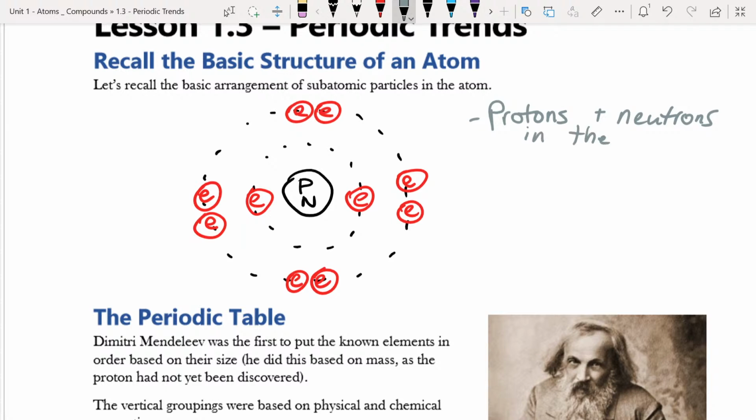And of course, the protons and neutrons we know are the heavy part of an atom. So the mass of the atom is found centrally in the nucleus. Of course, most of the atom is just empty space. But then in the orbits, in that empty space, we find the electrons in orbits. And they are in specific defined orbits.